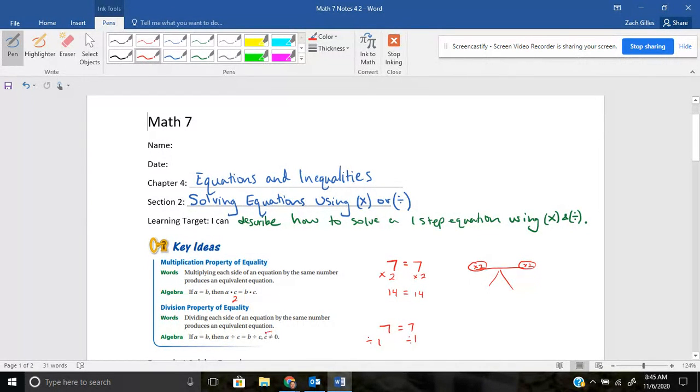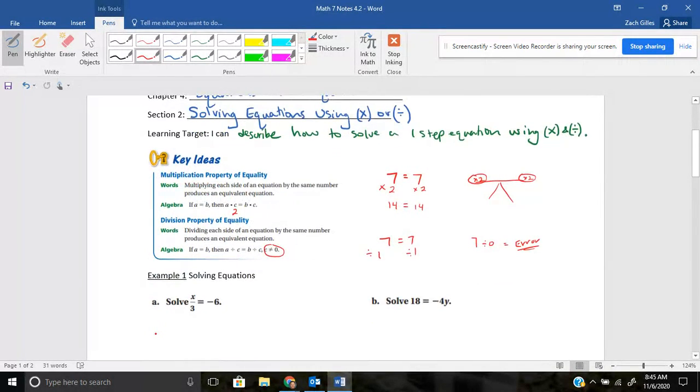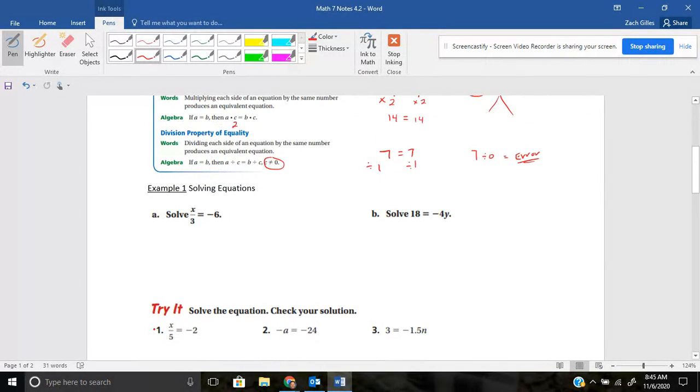Notice the only stipulation here is C cannot equal 0, because you cannot divide by 0. If I were to take 7 divided by 0, I'd get an error on my calculator. We can't divide by 0. There's nothing to divide by. So very similar to the key idea from last section, whatever you do to one side of a scale, you have to do to the other to balance it out. All right, so let's see what that looks like in a few examples here.